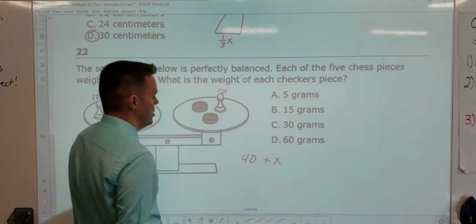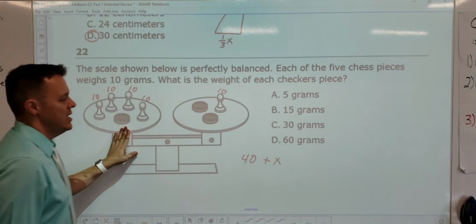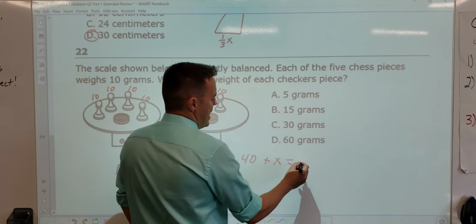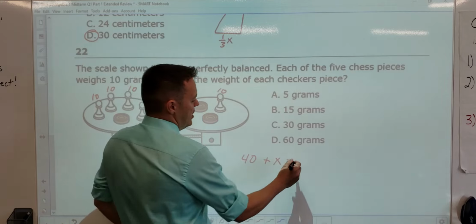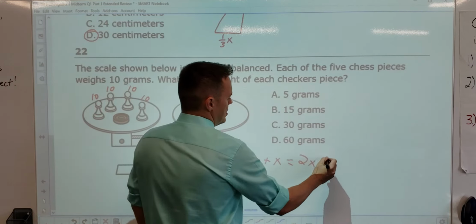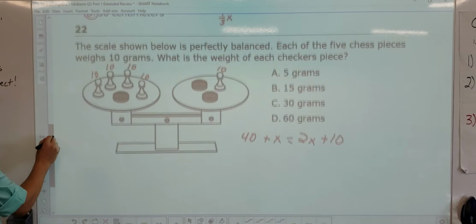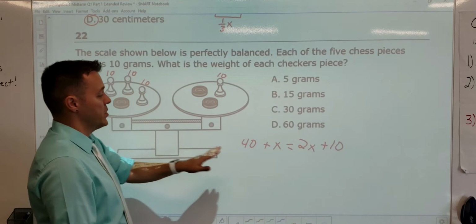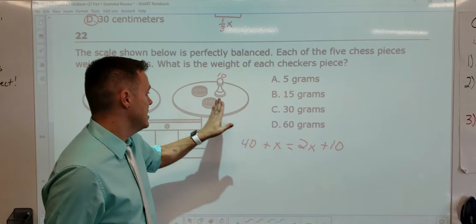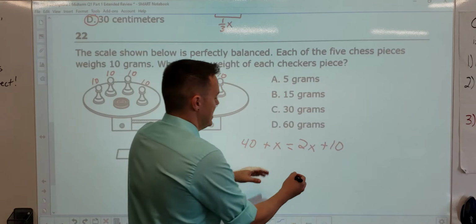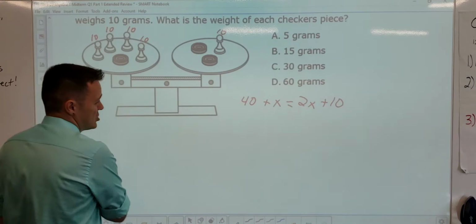plus x, because we don't know what this weighs, equals, and then you would have, how many of these do you have? You have 2x plus 10. There is your equation, okay? I did that by thinking, adding these up, plus another weight, right? Because we don't know what that weight is. 2 of these weights, plus 10 there. And then you just do your equation and solve for x.